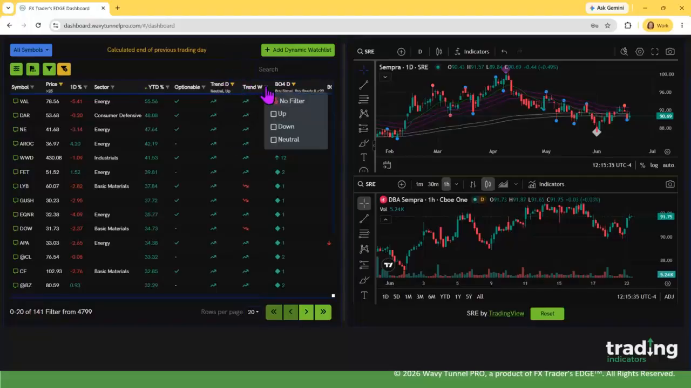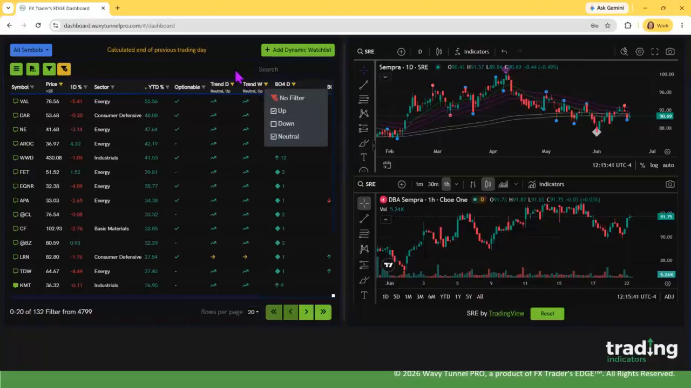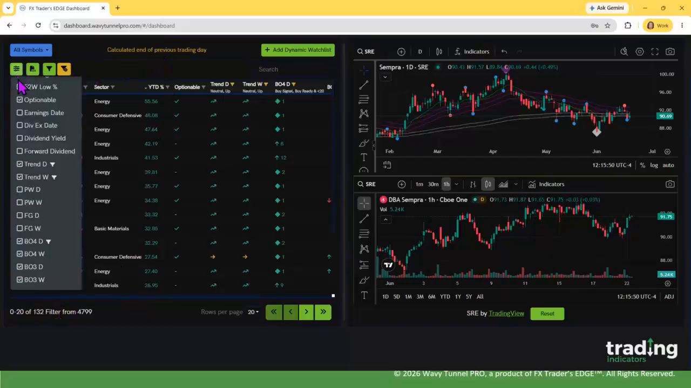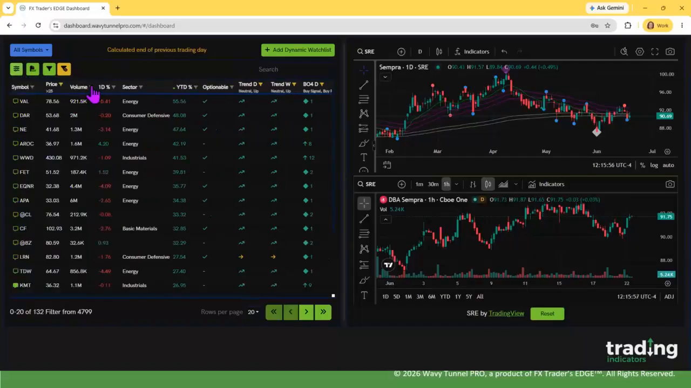And for the weekly trend, I also want that to be up or neutral. I don't want there to be any down trends. That brings it down to 132. Then I want to look at volume. So I'm going to make sure that I have volume up here, and I'll have greater than 500K for volume. And that brings it down to 97.